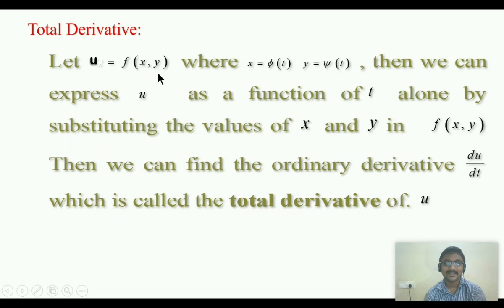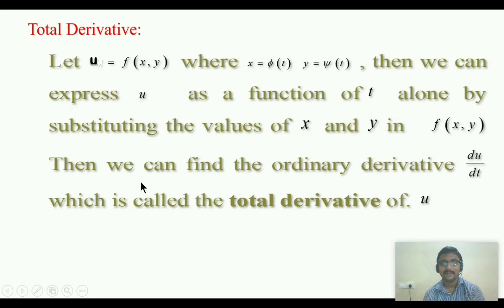So u is in terms of x, y, but x and y are in terms of t. Ultimately, u is a function in terms of t, which is obtained by just substituting these x and y values in u. So u becomes a function in terms of t. Then we can define the ordinary derivative du by dt, which is called the total derivative.